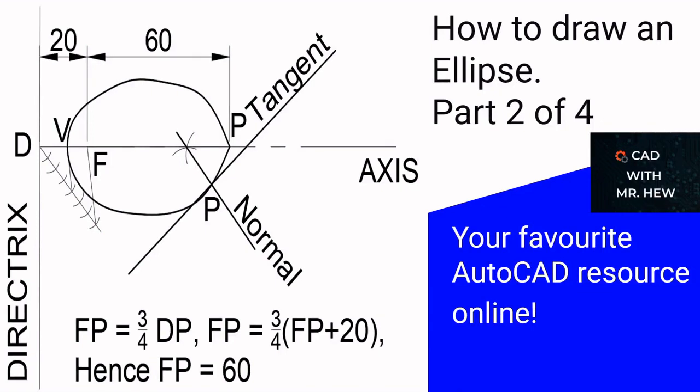Hugh. In today's video, we're looking at how to draw an ellipse given the eccentricity. In the previous video, we set out our layers and we started to draw the focus, the axis, and the directrix. So in today's video, we'll be continuing the ellipse.